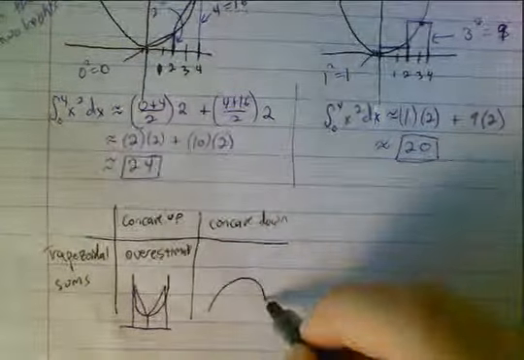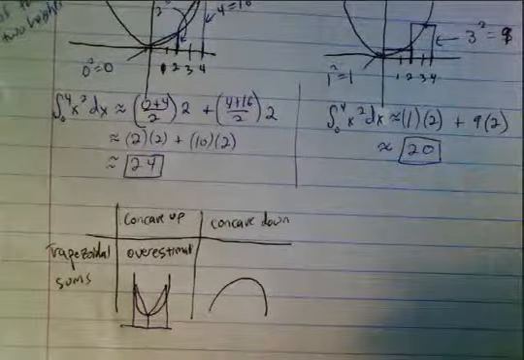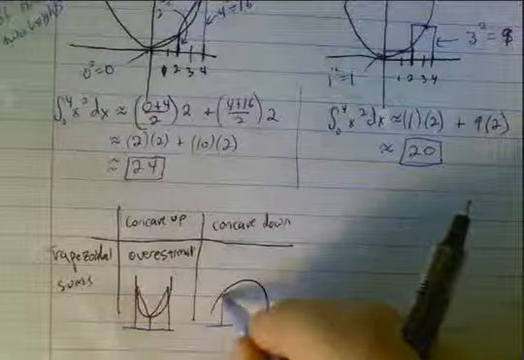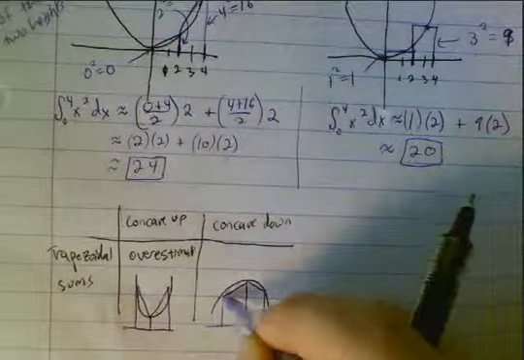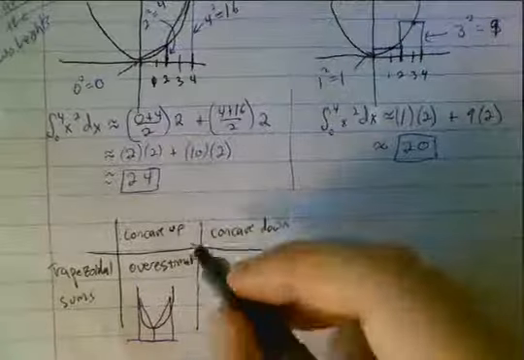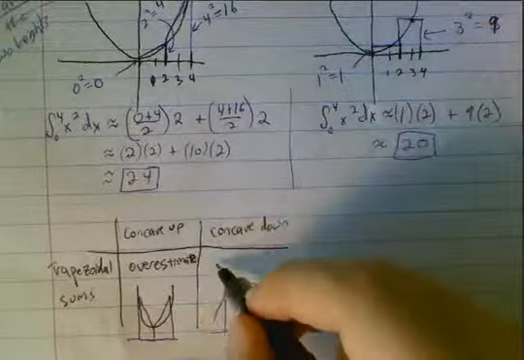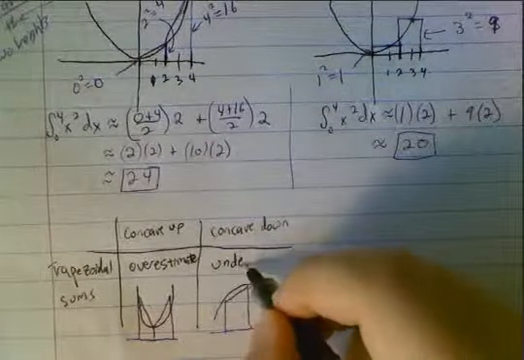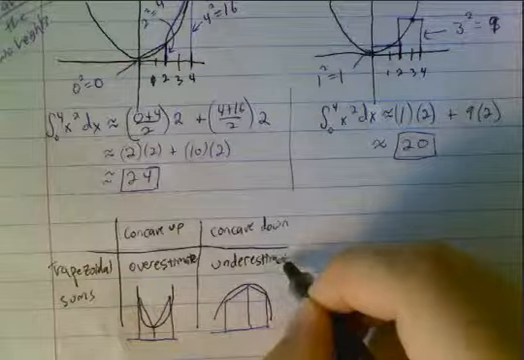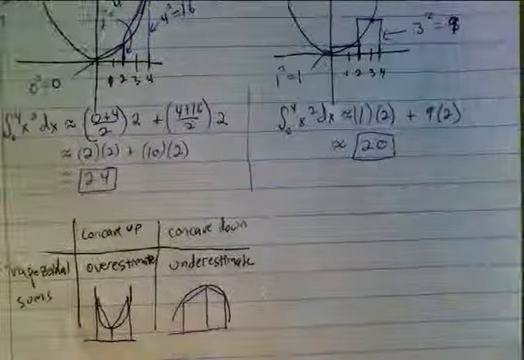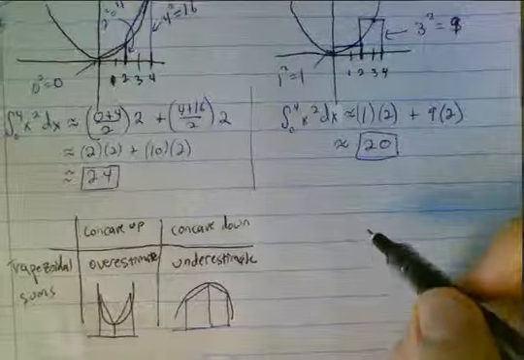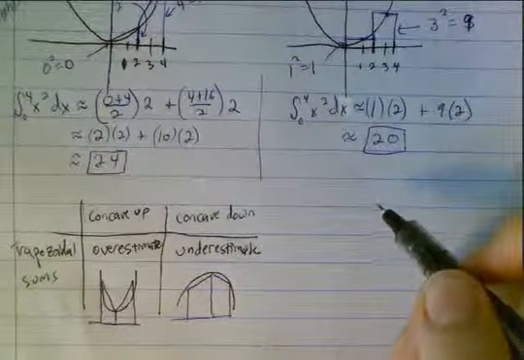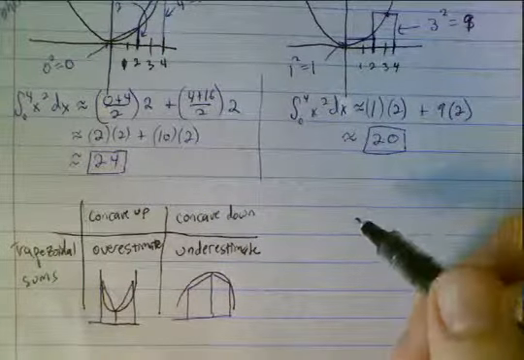If it's concave down, then when we draw our little trapezoids, whether the function is increasing or decreasing, the trapezoidal sum will underestimate. For the midpoint sum, underestimating and overestimating is actually a very difficult thing to figure out. It's not covered on the AP Calc exam.